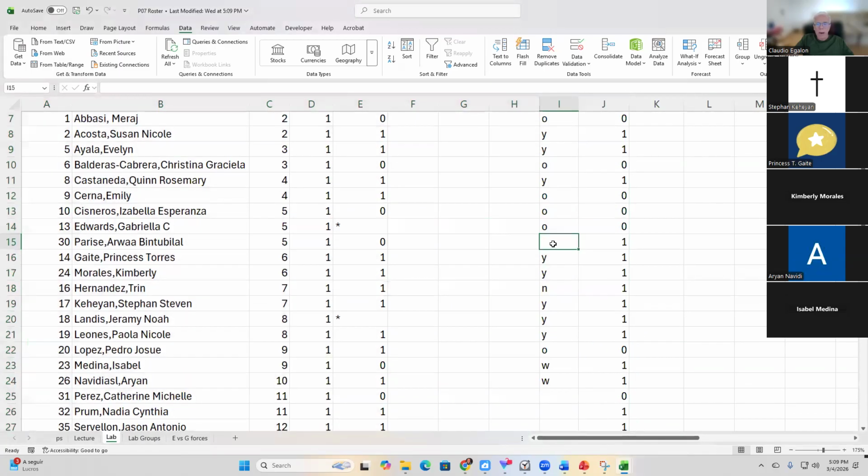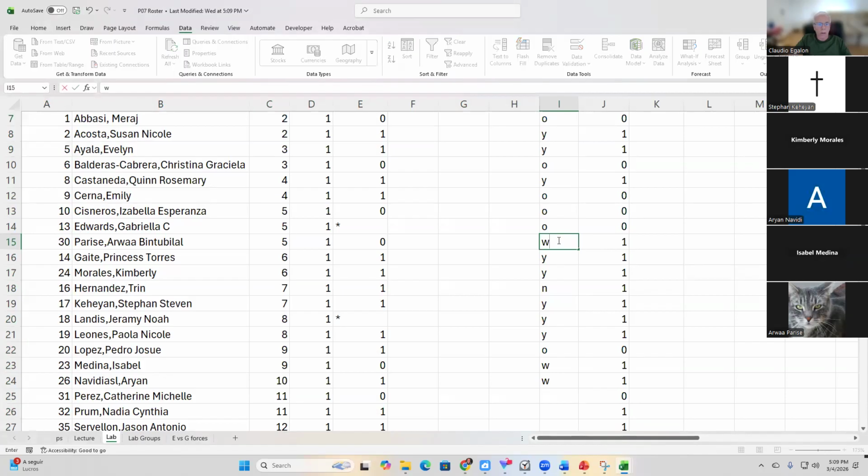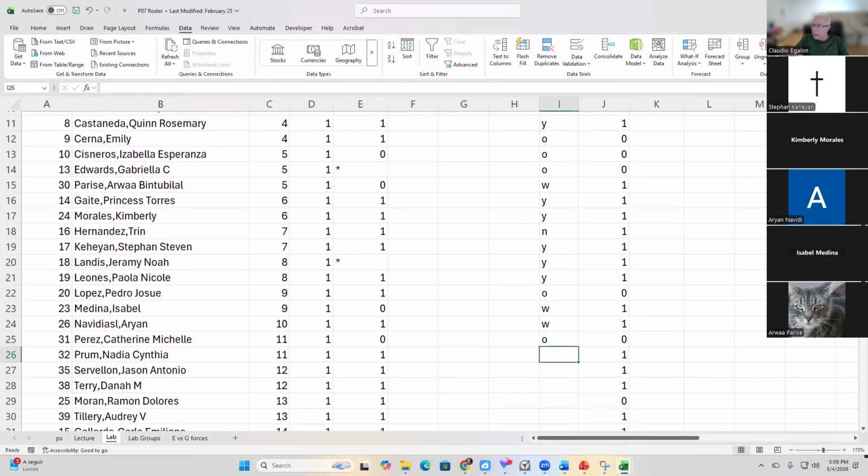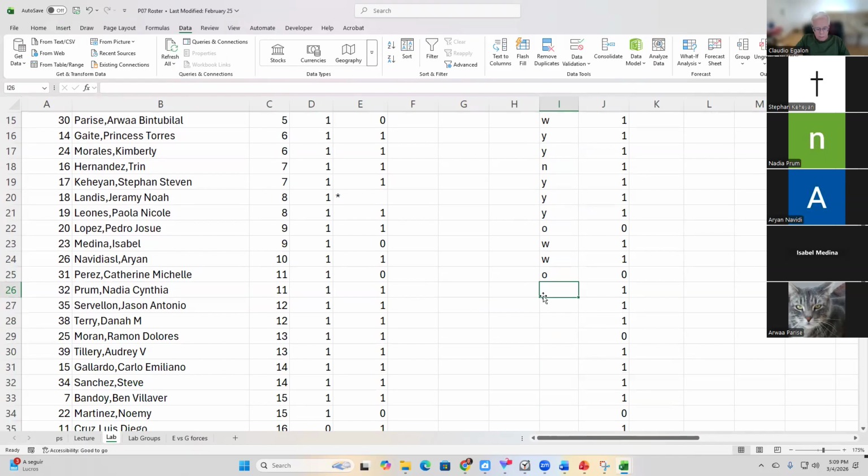Next. Arwa, did you manage to plot your graph? Not yet. I'm still working. You're working, okay. Gabriella didn't come, right? So you're working on your own, is that right? Yeah. Okay. Catherine Perez. Catherine is not here. Nadia, I did it. You did it, everything?